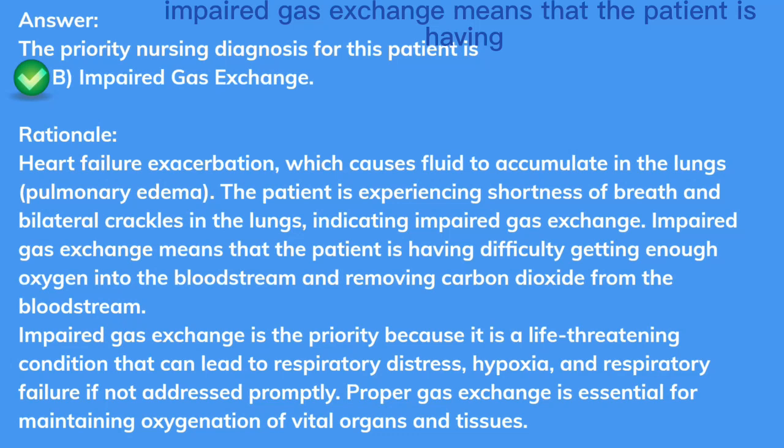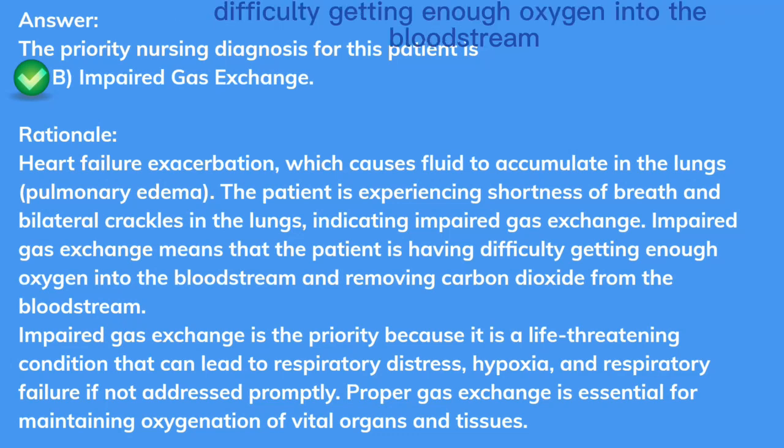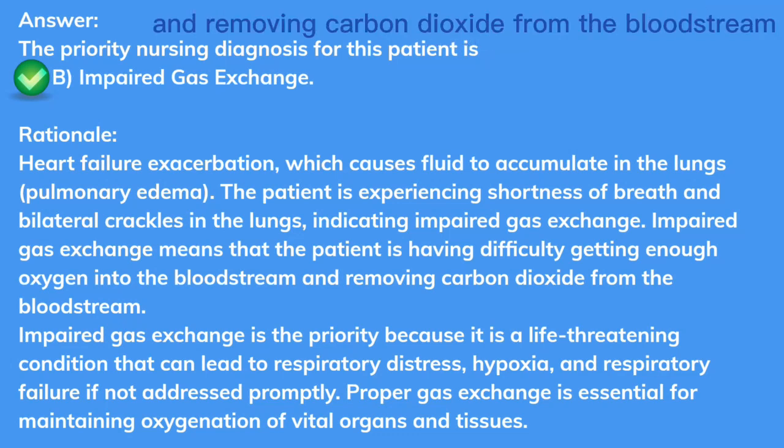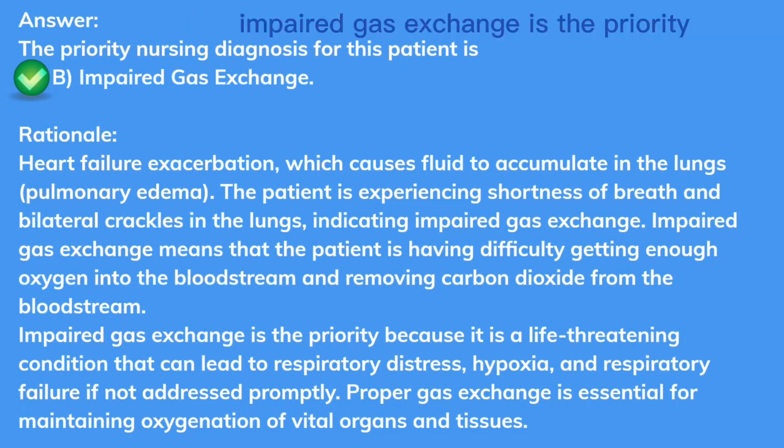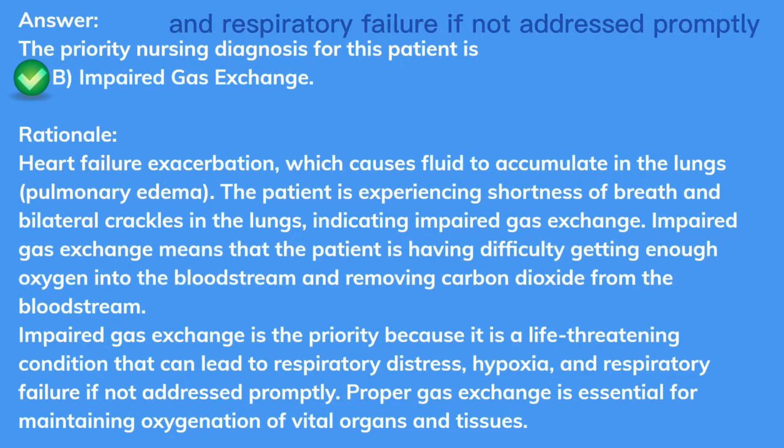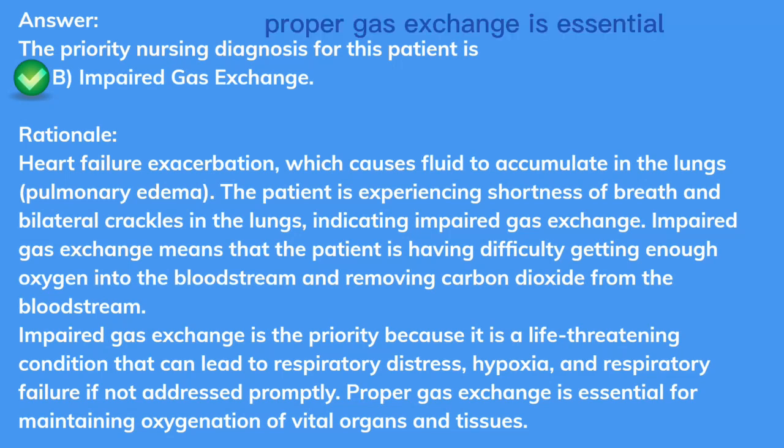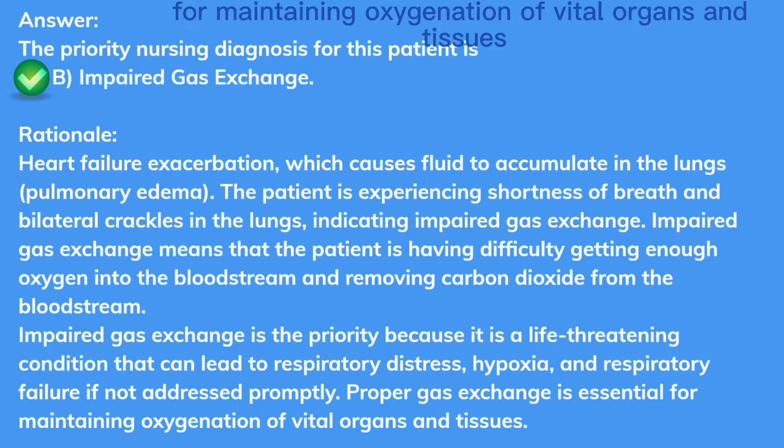Impaired gas exchange means that the patient is having difficulty getting enough oxygen into the bloodstream and removing carbon dioxide from the bloodstream. Impaired gas exchange is the priority because it is a life-threatening condition that can lead to respiratory distress, hypoxia, and respiratory failure if not addressed promptly. Proper gas exchange is essential for maintaining oxygenation of vital organs and tissues.